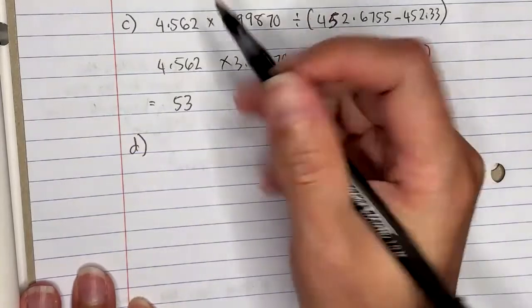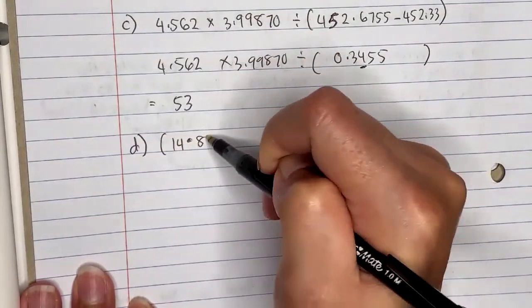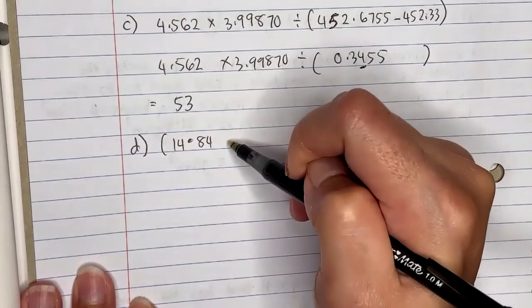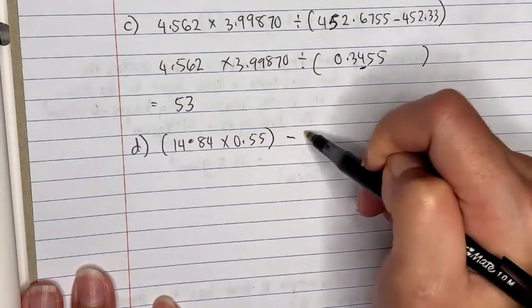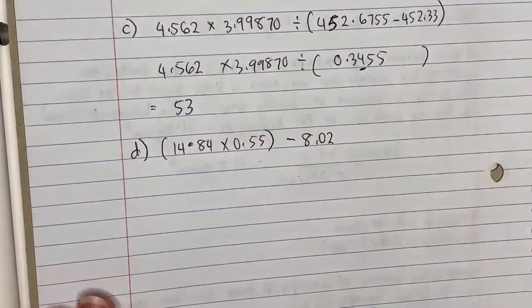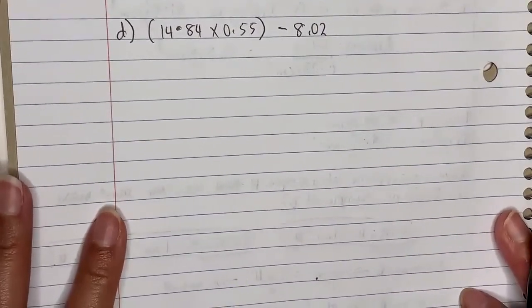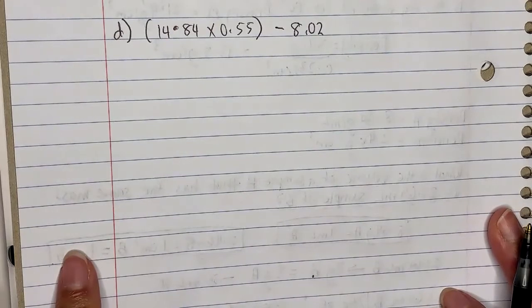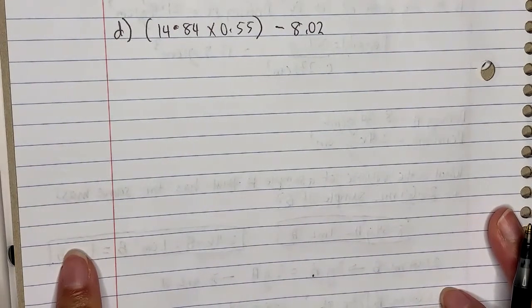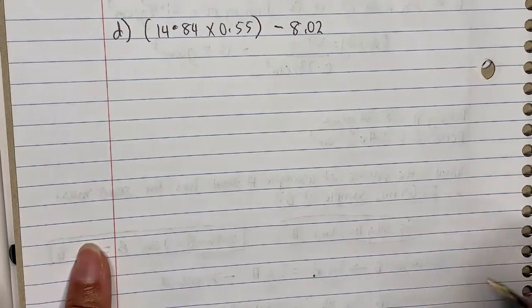It says 14.84 times 0.55 minus 8.02. Okay, they'll ask you, how many sig figs does this one have in the answer? And you will never guess it. Well, I guess you could if you worked it out. But the answer for this one here is only 1 sig fig. You're like, what? How come? So let's take a look, okay?